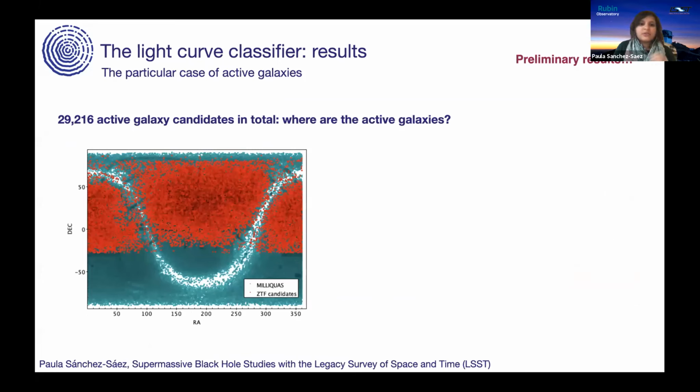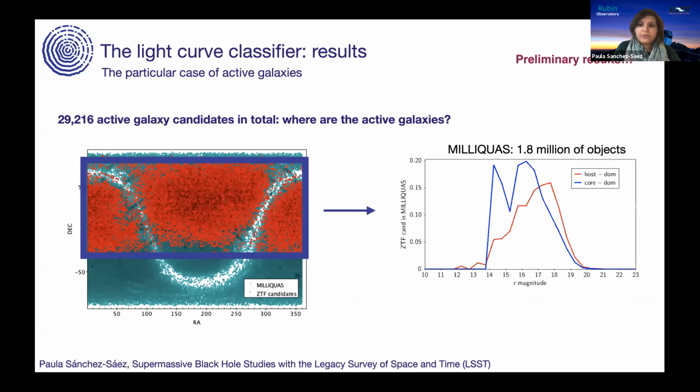But one of the problems that we found during the analysis of these candidates is that the number of candidates is very low compared to what we should expect. For instance, in the same area covered by ZTF, in Milliquas there are 1.8 million objects. So we go to Milliquas and compare all the sources that are classified as candidates by the ZTF alert stream. And in the best cases, we can only reach 20% of the Milliquas sources in ZTF.